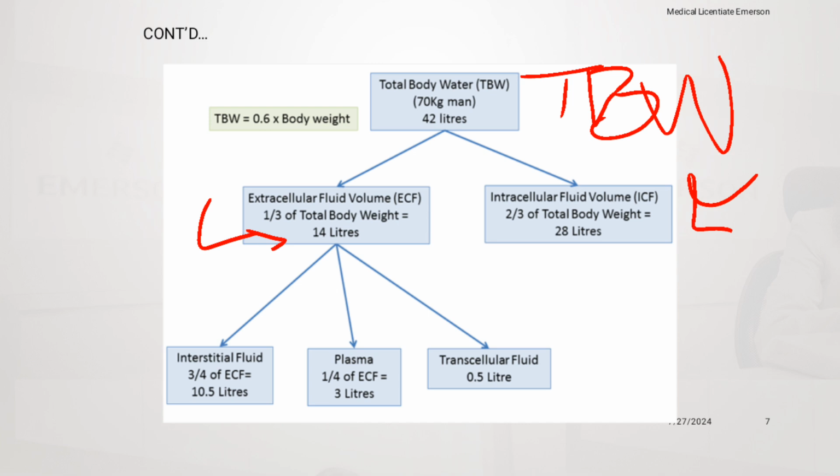So we are going to start with the transcellular fluid, which contains about 0.5 liters. Then the plasma contains 1/4 of the extracellular fluid, which is the 3 liters. Then the remaining 3/4 of the extracellular fluid is interstitial fluid and contains about 10.5 liters.